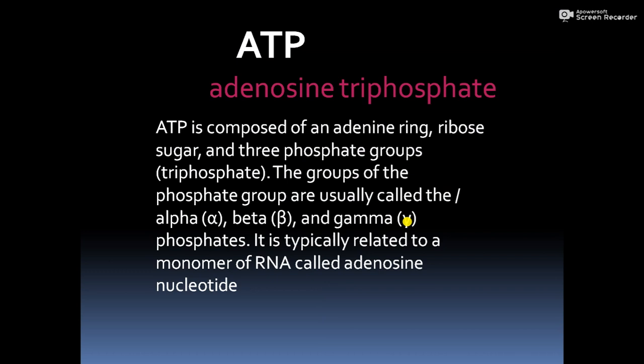Now about ATP. It's a very important word for our today's topic. The full name of ATP is adenosine triphosphate. ATP is composed of an adenine ring, ribose sugar, and three phosphate groups. The phosphate groups are usually called the alpha, beta, and gamma phosphate. It is closely related to a monomer of RNA called adenosine nucleotide. We will look at it in the next slide.